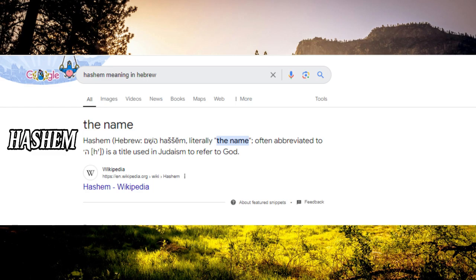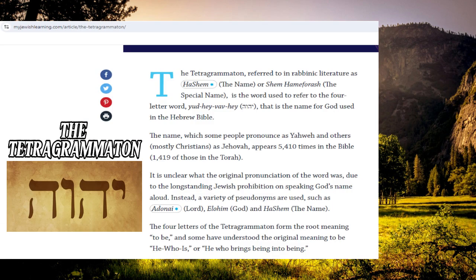Here we have the Hebrew word Hashem. Hashem is a title used for God in Judaism, which means the name. So to understand why the Jews refer to God by the title Hashem, we must look at the name of God found in the Torah that now only consists of 4 Hebrew letters, where the vowels are missing. Those 4 letters, Yud, He, Vav, He, are referred to as the Tetragrammaton.